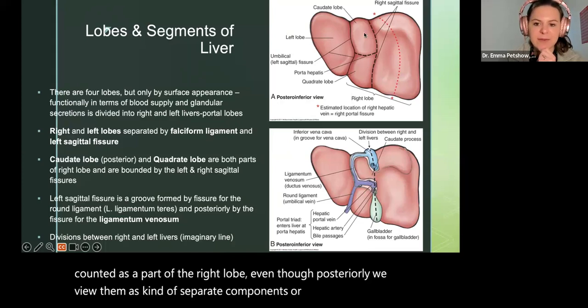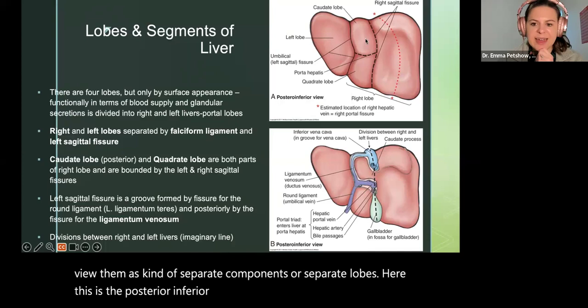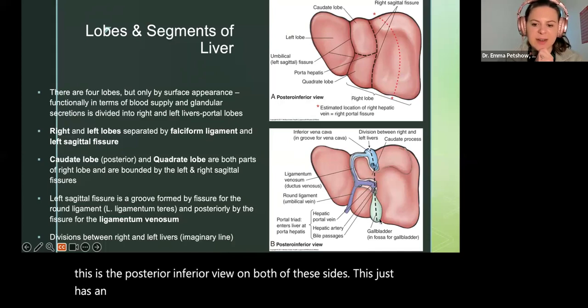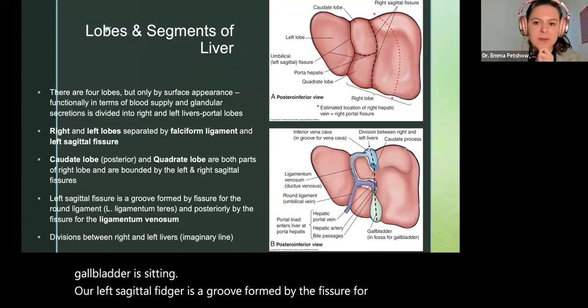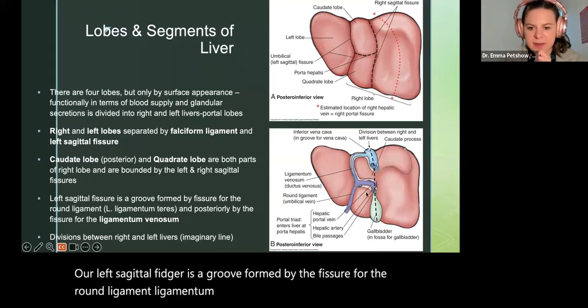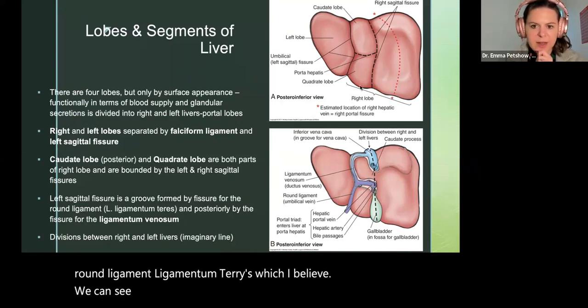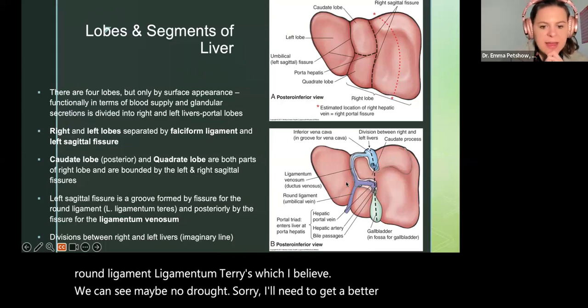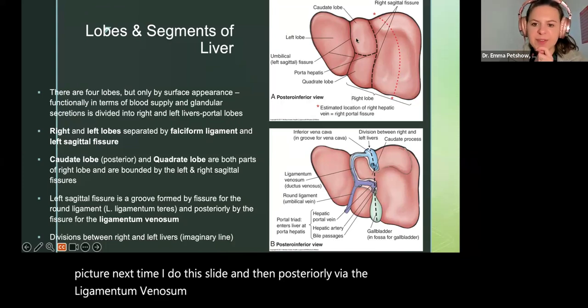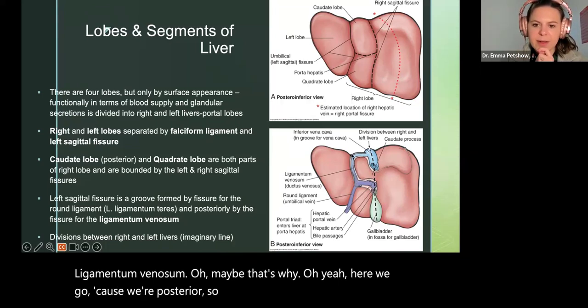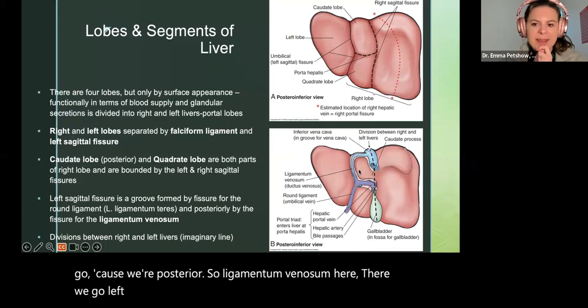This is the posterior inferior view on both of these sides. This just has an overlay of vasculature and where the gallbladder is sitting. Our left sagittal fissure is a groove formed by the fissure for the round ligament, ligamentum teres, which I believe we can see maybe, oh no, drat. Sorry, I'll need to get a better picture next time I do this slide. And then posteriorly via the ligamentum venosum. Oh, maybe that's why. Oh yeah, here we go, because we're posterior. So ligamentum venosum here. There we go. Left sagittal fissure. And then the division between the right and left side of the liver is an imaginary line.